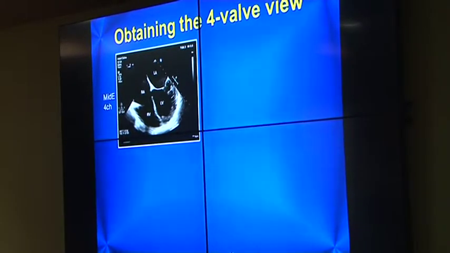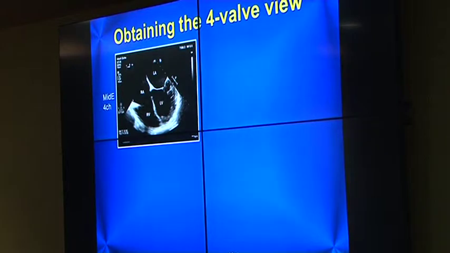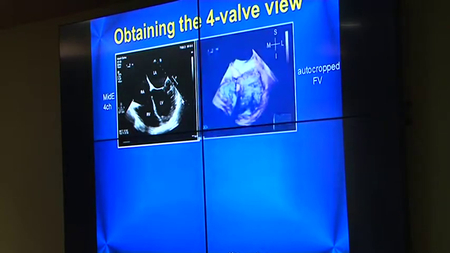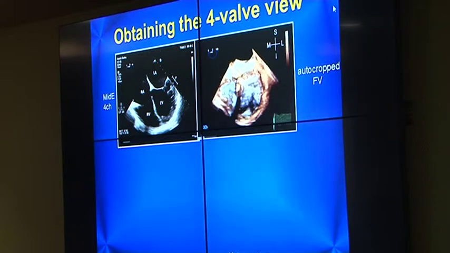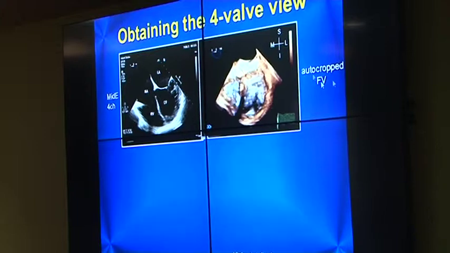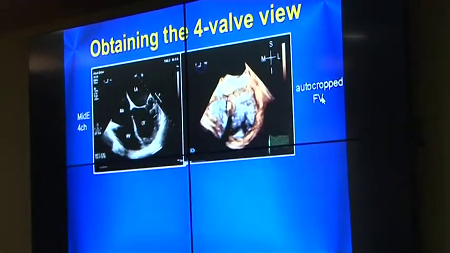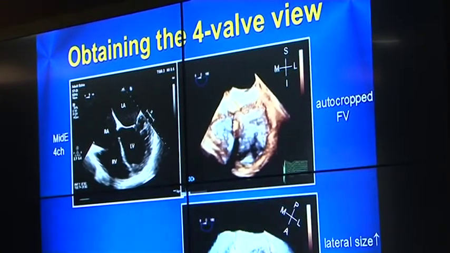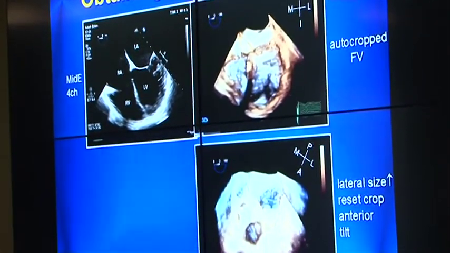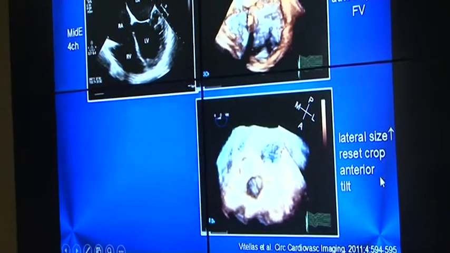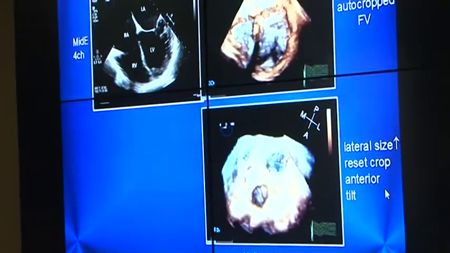And what we work with is the so-called 4-valve view with TOE. So how to obtain a good 4-valve view by TOE? Let's start with the mid-esophageal 4-chamber view. We switched on full volume. What is displayed on the screen is a half-cropped, auto-cropped full volume data set. So this is only just a half of the data set. And then we will increase a little bit the lateral size, reset the crop, and tilt anteriorly a little bit.